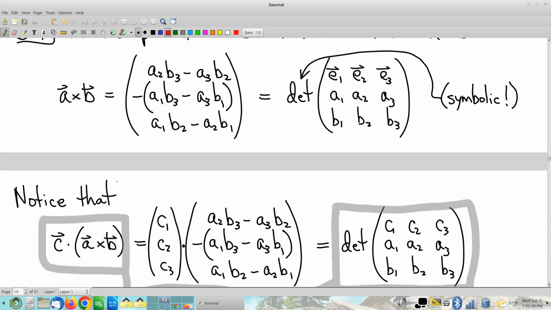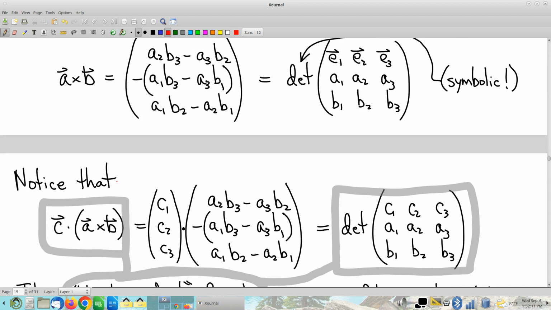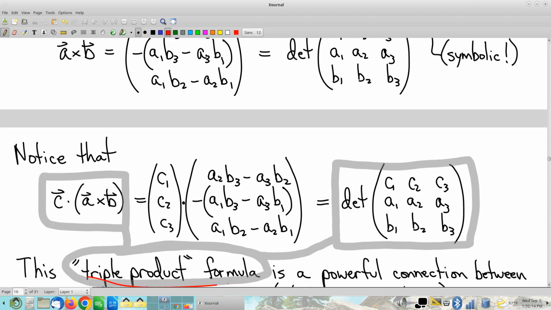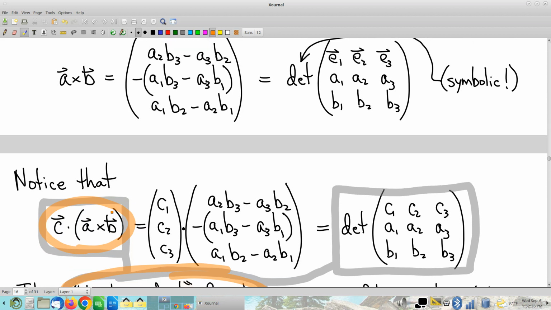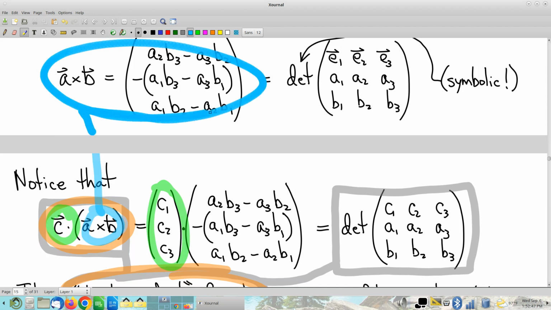So here's another cool formula. This is called a triple product. A triple product is defined by this formula right here. It's a dot product with a cross product. So you can just write that down: the cross product, dotted with some vector C. Okay, well, here's the cross product.